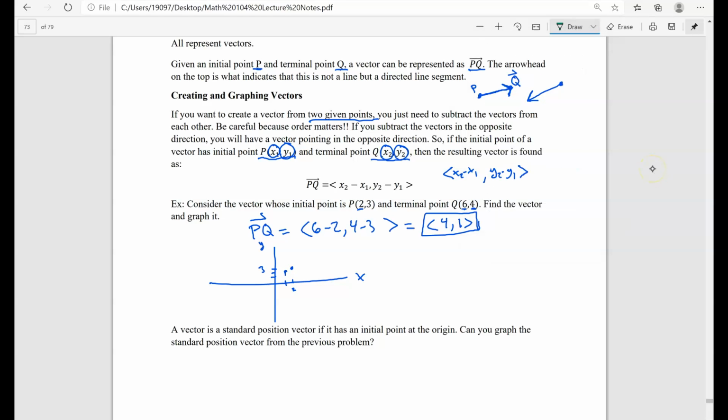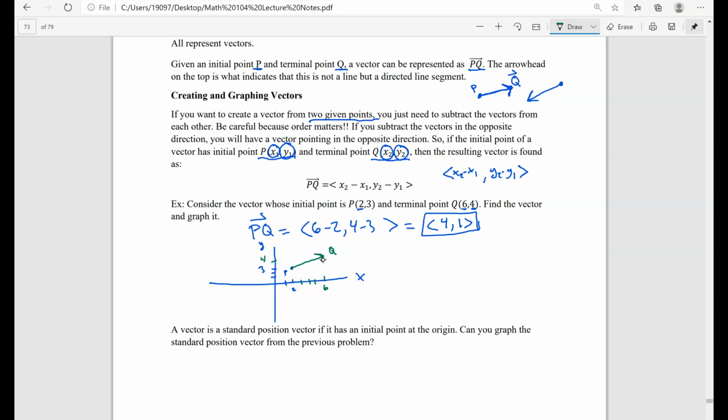So we're going to go to 6. 1, 2, 3, 4, 5, 6. And then go up to 4. So 6, 4. This is point Q. So this is going to be my vector. Okay, so there's the vector itself.